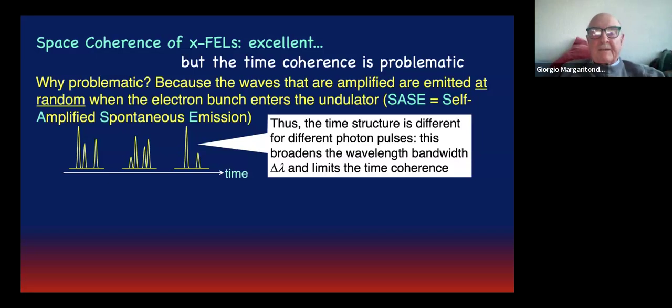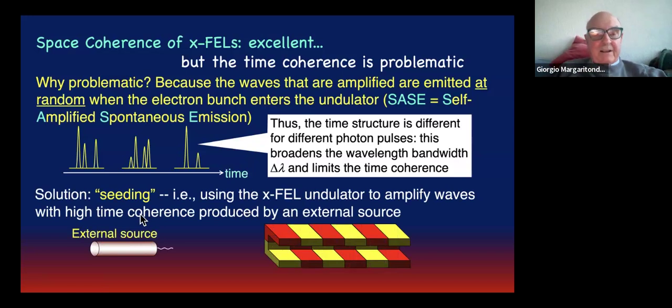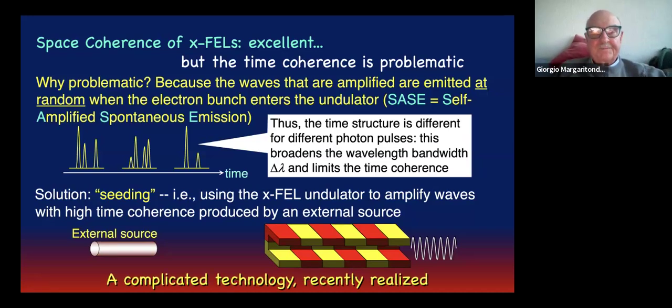How can we solve the problem? Well, we have to avoid using this initial emission and use the long undulator instead to amplify a wave that is produced by another source. Okay, so we have the long undulator, we have an external source. The external source is producing a highly coherent, temporally coherent wave with a very good shape, and then you have the amplification. This mechanism has been a dream for many years. Now it has been implemented. And we are getting to the conclusions.